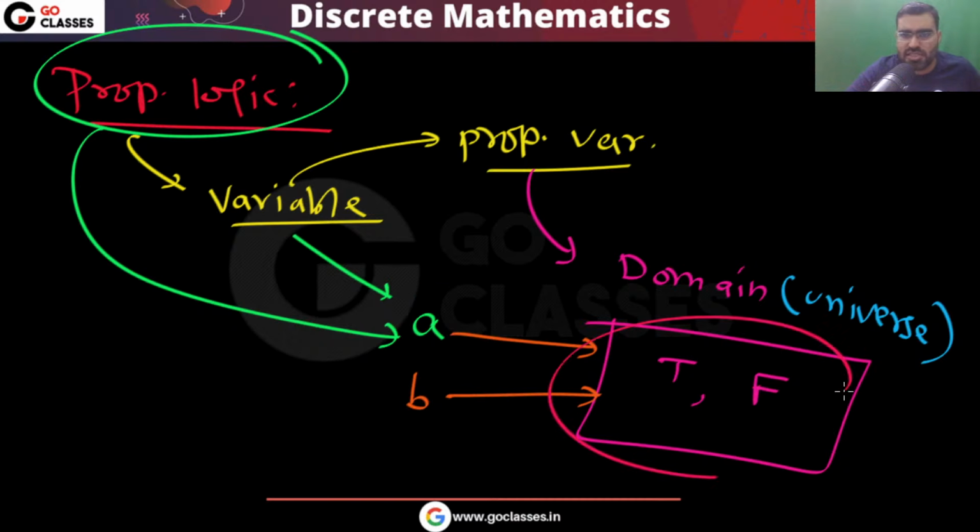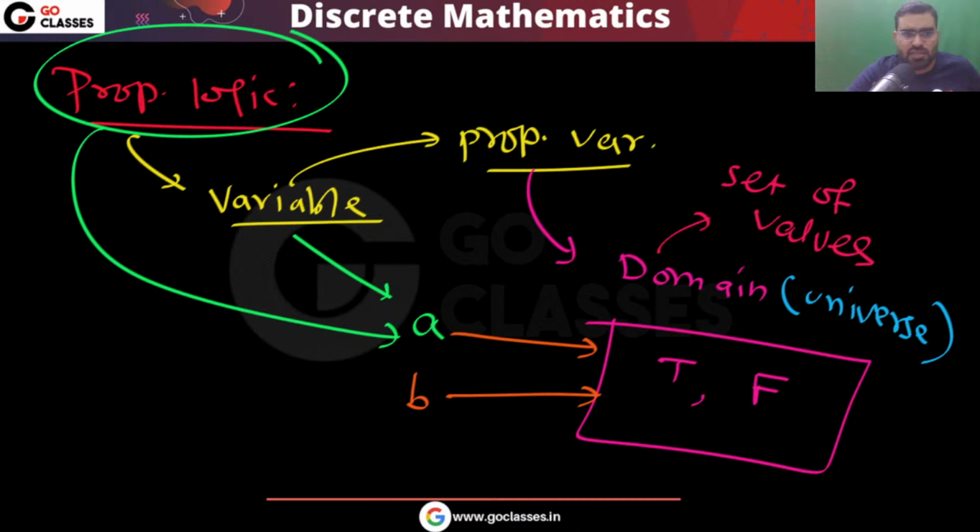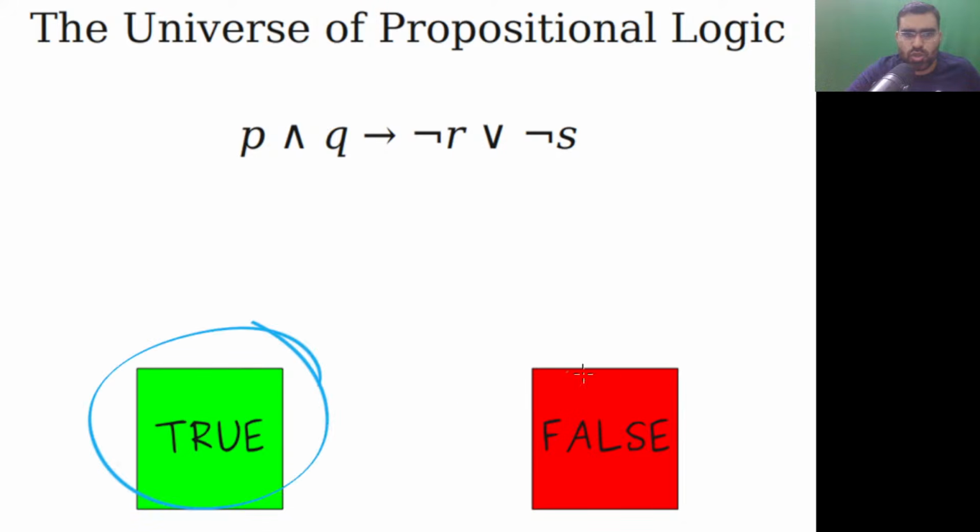Because this domain is basically a set of values. This variable a can take one of these values. This variable b can take one of these values. This is the domain in propositional logic for every variable. So true, false, these are the two values these variables can take. These are the propositional variables.